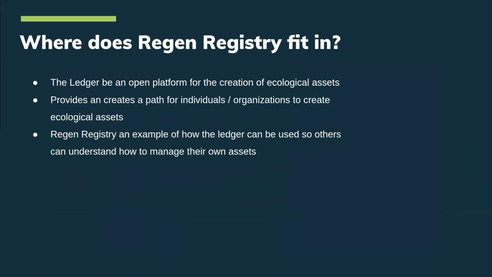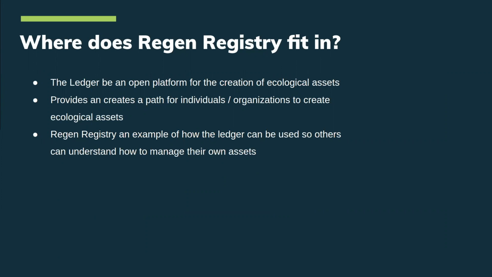Next slide, please. And so where does the Regen Registry fit in? So ecosystem service registries, as I mentioned earlier, typically help land stewards and project developers generate reports to create ecological assets. They manage those assets on behalf of buyers and trusted third parties. And they also provide a platform for scientists and researchers to work together to create methodologies, which can actually measure changes in ecological state. But the Regen Ledger is designed to be an open platform for the creation of assets.